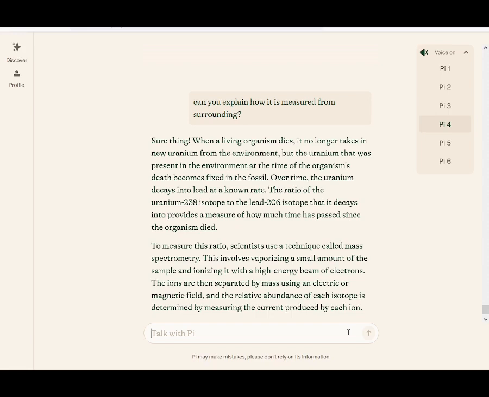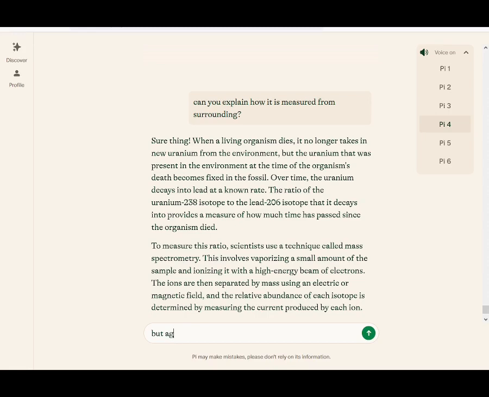To measure this ratio, scientists use a technique called mass spectrometry. This involves vaporizing a small amount of the sample and ionizing it with a high-energy beam of electrons. The ions are then separated by mass using an electric or magnetic field, and the relative abundance of each isotope is determined by measuring the current produced by each ion.